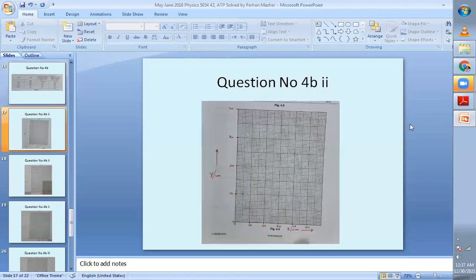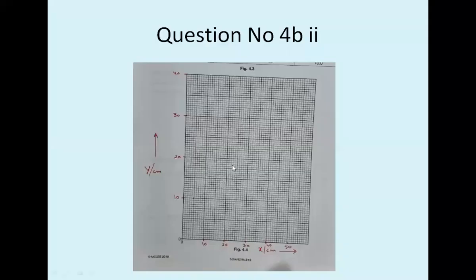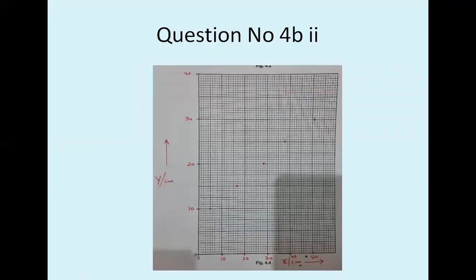Now we have to draw the grid. The y values I have taken on the y-axis, and the x values on the x-axis. So 10, 20, 30, 40, 50 here, and here we have 10, 20, 30, 40. You see the graph which is given, at least 75% of the area of that graph must be used. Here I have put the dots of the x values and y values, and you can see these dots.